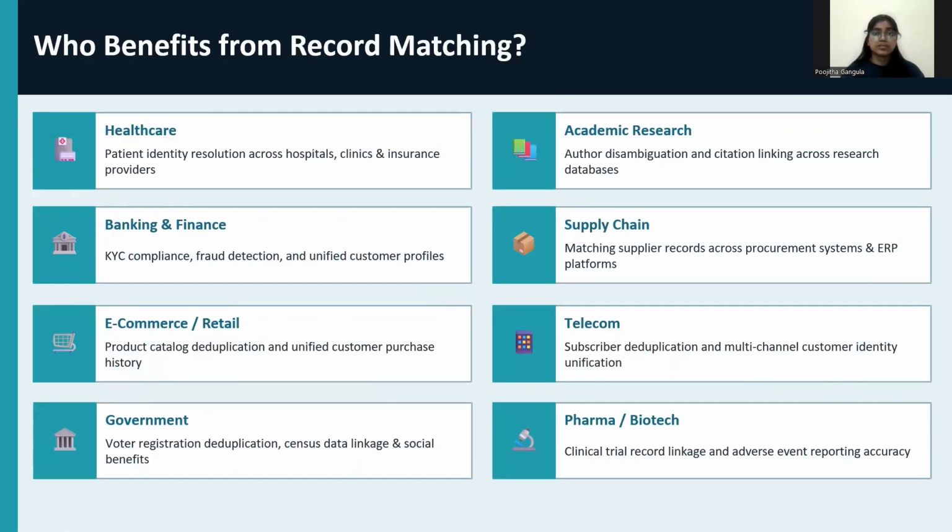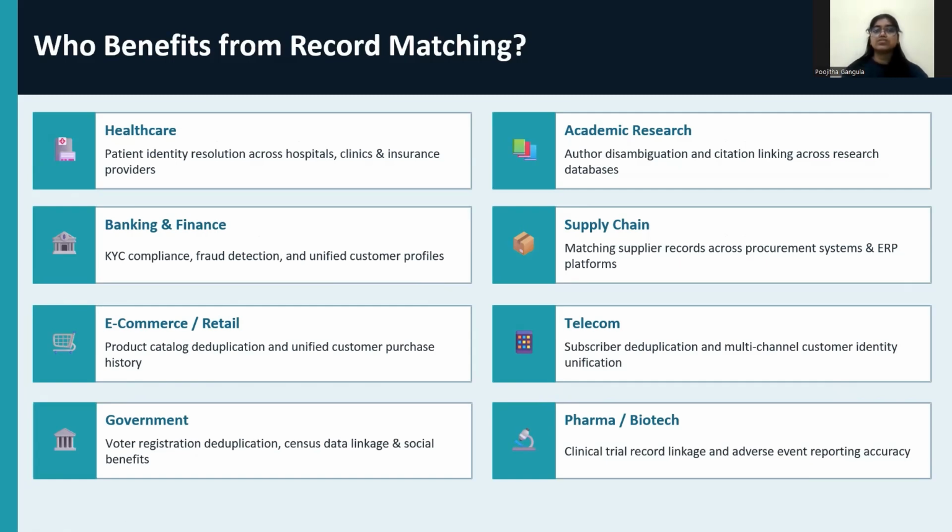And these are the organizations that are benefiting from record matching: healthcare, banking and finance, e-commerce, government, academic research, supply chain, telecom, pharma. Every organization that stores data and works with data benefits from these techniques. These are the most important techniques for them. Record matching is the most important thing to integrate in every organization.